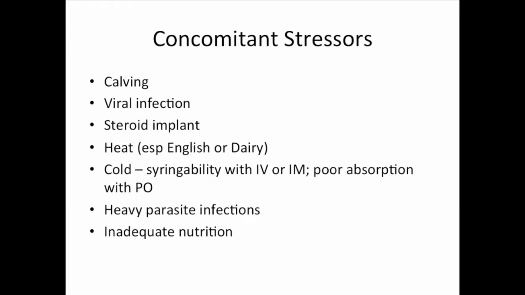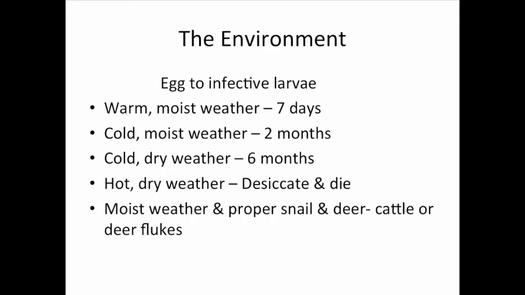Steroid implants, heat stress, cold stress, and the cold stress could be on the animal or it could be on the product. It could be poor syringeability, could be poor absorption. Heavy parasite infections. We cannot control parasites under very high challenge the way we can under a lower challenge. And inadequate nutrition. I mean, that's the driving force for the immune system. That's the driving force for the growth. That's going to impact the effect.